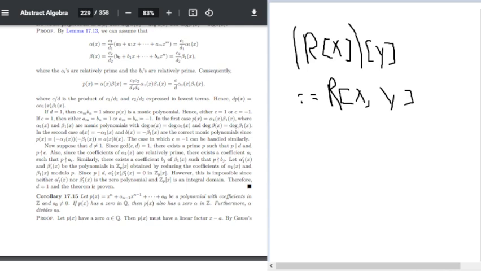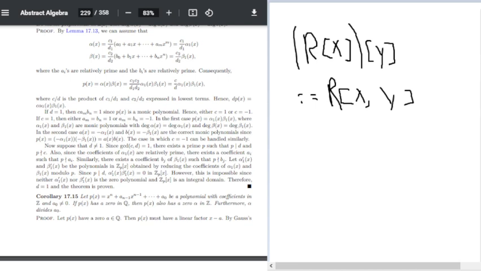Since the greatest common divisor of c and d is equal to 1, there exists a prime p such that p divides d and p does not divide c. Also, since the coefficients of alpha1 of x are relatively prime, there exists a coefficient ai such that p does not divide ai. Similarly, there exists a coefficient bj of beta1 of x such that p does not divide bj. Let alpha1 prime of x and beta1 prime of x be the polynomials in z sub p of x, obtained by reducing the coefficients of alpha1 of x and beta1 of x modulo p.